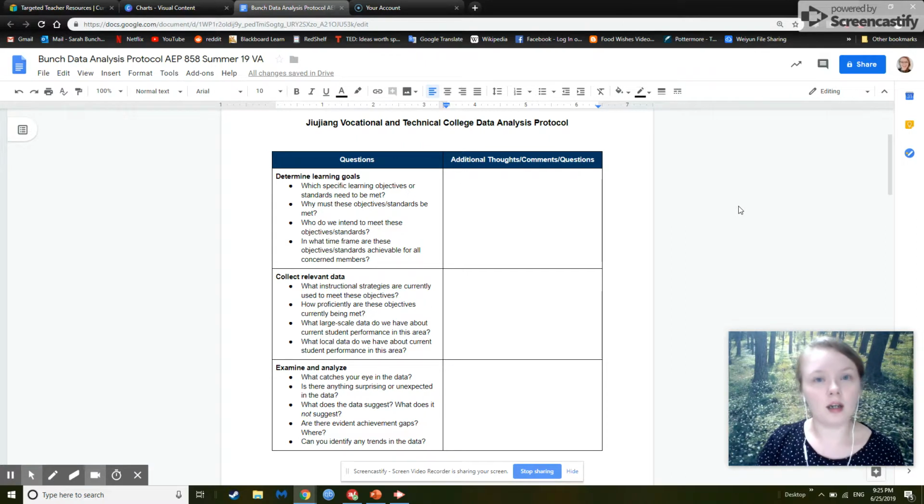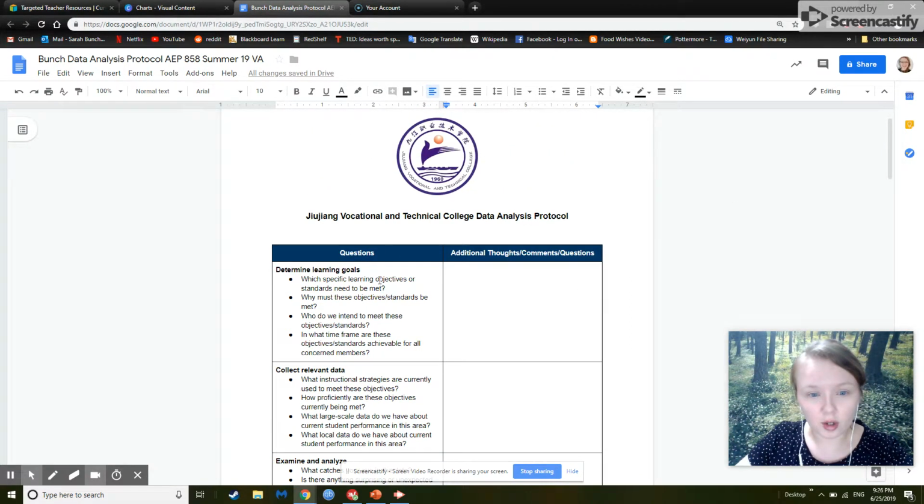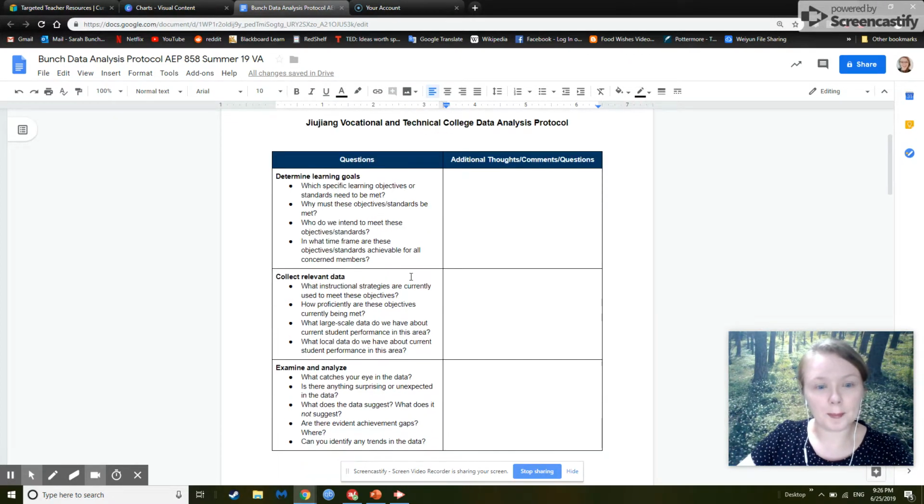So this would mean for teachers and for students, for everyone, all concerned members, in what time frame is this plan or this goal, objective achievable? I should also note that I believe that this could be used for other objectives and goals as well, not even specifically learning goals, but this whole outline could be used for other university improvement data as well.